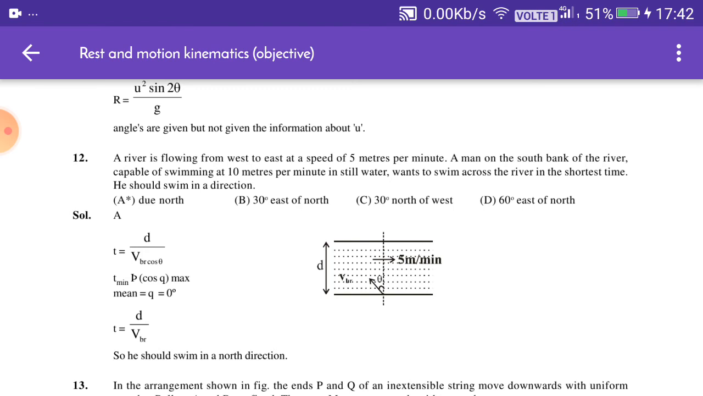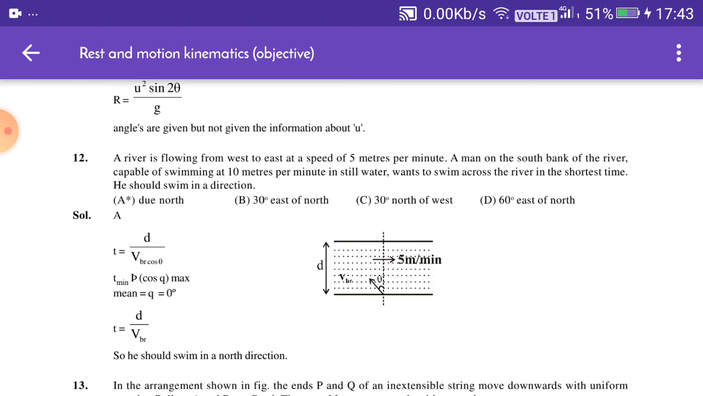So assume there is a river. The distance is d. The water flow is 5 meters per minute. There is an angle theta. Velocity VBR is in one direction. So first, T is equal to d by VBR cos theta. So T minimum happens when cos theta is maximum, where theta is equal to 0 degrees. So T is equal to d by VBR.